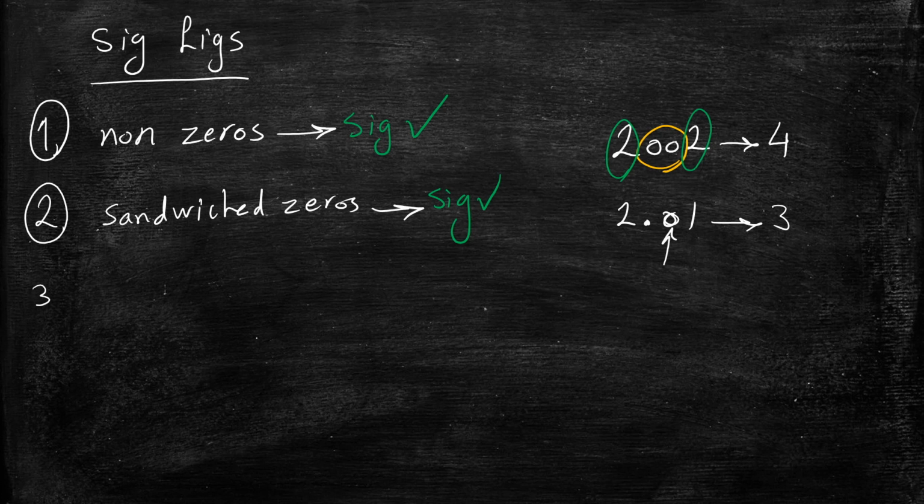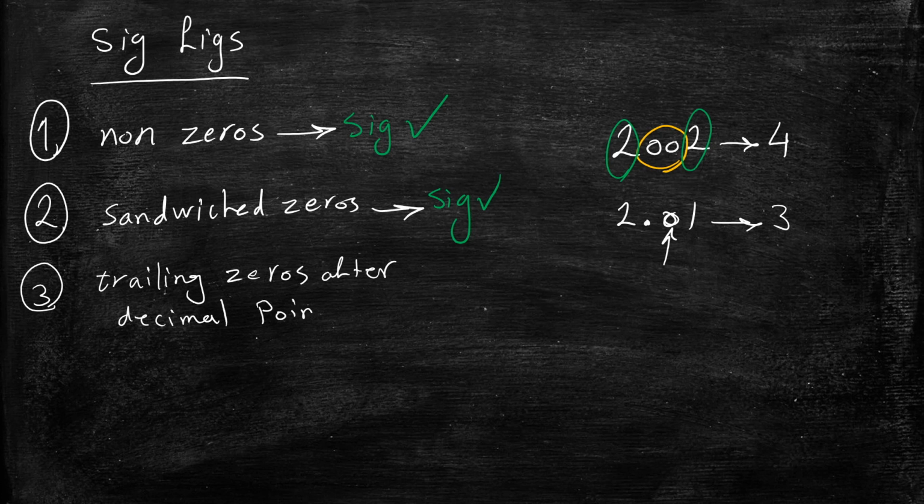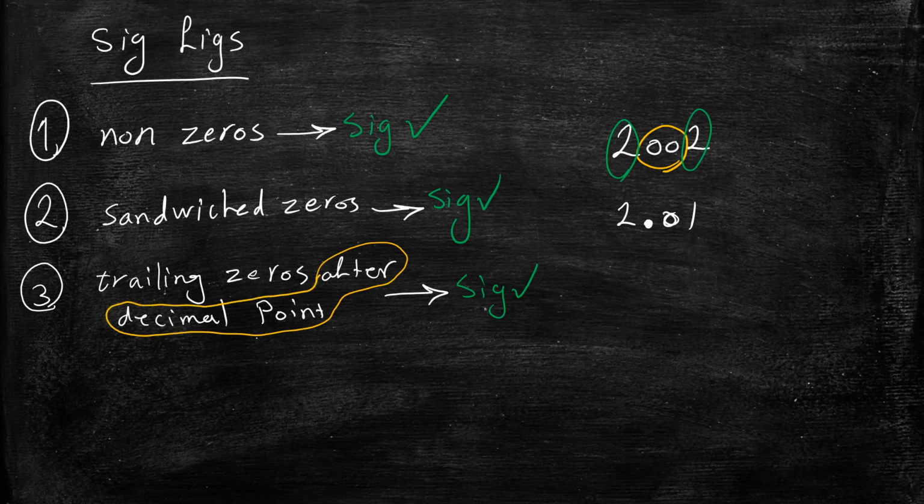Rule number 3. Trailing zeros after decimal point are significant. Trailing zeros, like the tail of the number. Trailing zeros after decimal point are significant as well. So let's give an example of trailing zeros. So we had these numbers after decimal point, right? Pay attention to this part. It says after the decimal point. Trailing zeros after decimal point.